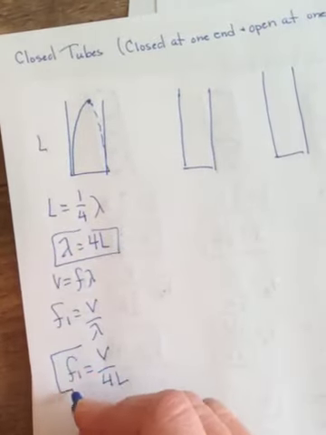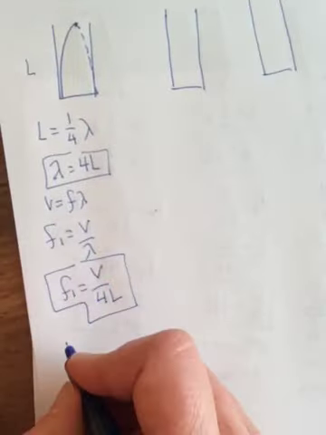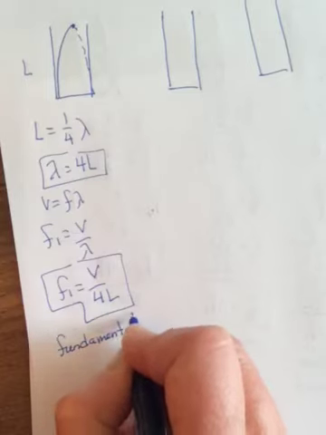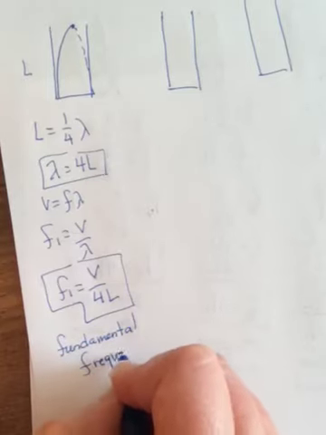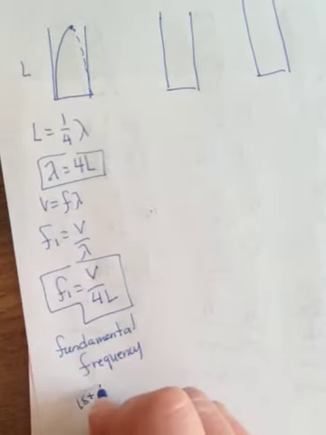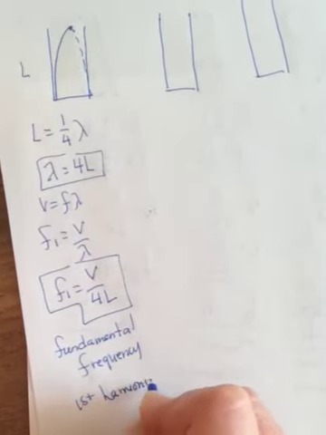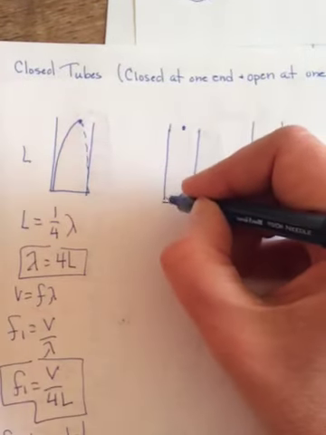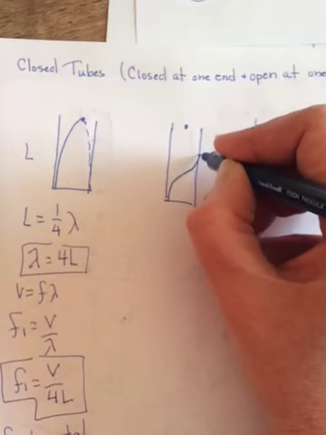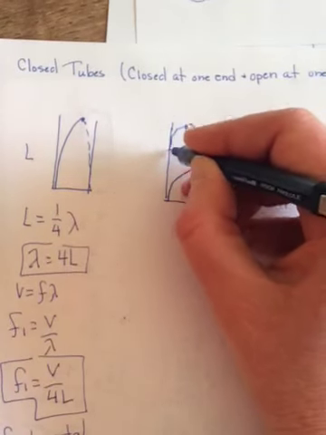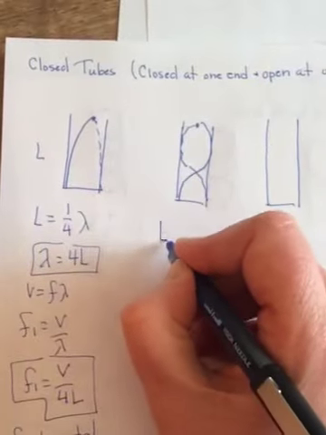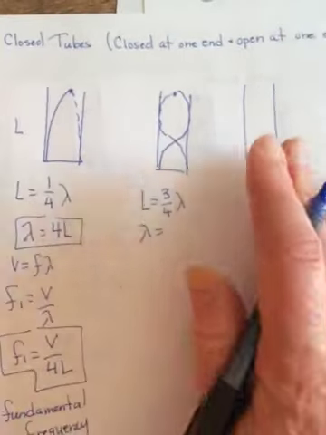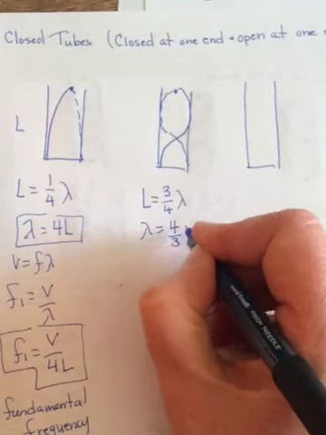Box this guy, box this guy. So for a closed tube, this is my fundamental frequency, also called my first harmonic. Okay, the next one needs an antinode here and a node here. The good news, you're going to add a half wavelength again. So this time, L is going to equal 3/4 lambda. Lambda is going to equal 4 over 3L.